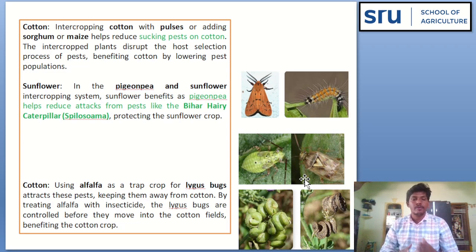Next, sunflower. When sunflower is intercropped with pigeon pea, sunflower gets protection from pests like Bihar hairy caterpillar. This is the Bihar hairy caterpillar. Cotton. When cotton is intercropped with alfalfa, it helps in managing lygus bug. This is the lygus bug and this is the alfalfa crop.